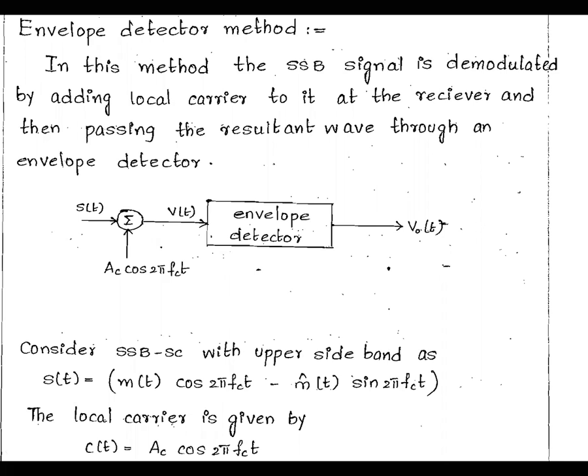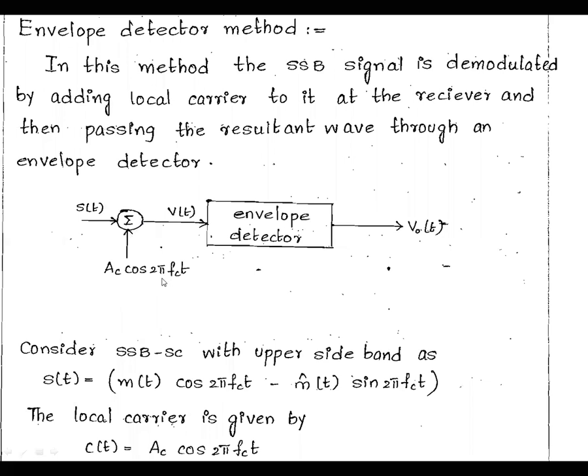The diode operates under the ideal case. What is the ideal case of the diode? Forward resistance is 0 and reverse resistance is infinity. That is the diode's ideal characteristic. Now, in this method, the SSB signal is demodulated by adding a local carrier to it at the receiver and then passing the resultant wave through an envelope detector. Here S of t signal is given to a simple diode detector.